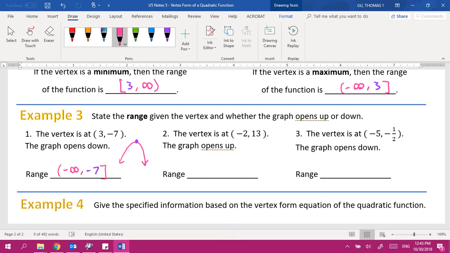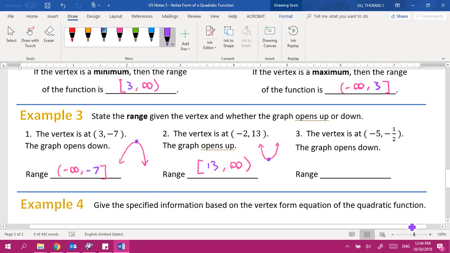All right. Now I want you guys to take a second and try number 2 and 3. Let's make sure we all get the same thing. On number 2, what did you get for your range? Bracket 13, and then to infinity. Right. If you wanted to check, it's because your graph opens up. It looks like this. Your vertex would be down here, so that's the lowest point at 13, and then it goes up to infinity. What about number 3? What's your range on number 3? -1/2 bracket. That's right. Good.